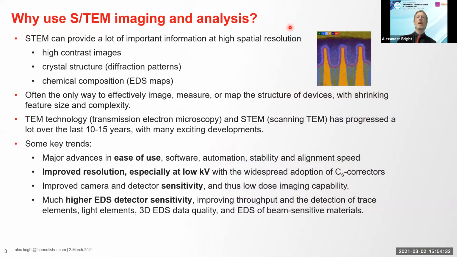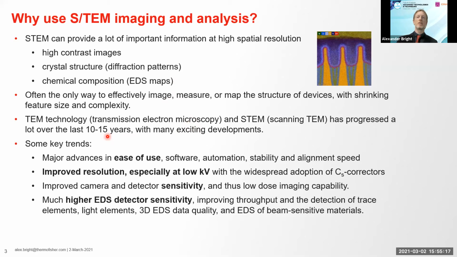Why do we do STEM? In particular, we use STEM imaging because it can give us a lot of really important information at high spatial resolution from our samples. So this means very high contrast imaging, a lot of information about crystal structure from diffraction patterns, and also chemical composition information from EDS maps. And in many cases, this is the only way to effectively image, measure, or map the structure of devices, which have increasingly small feature size and increasing complexity.